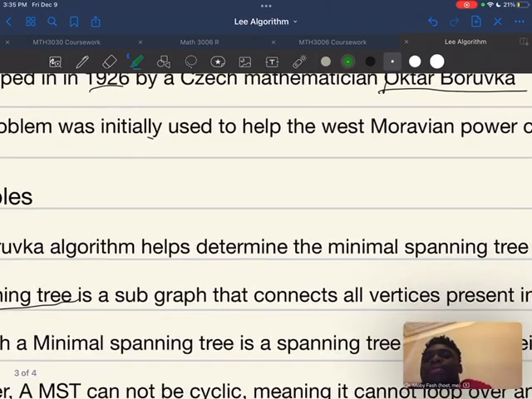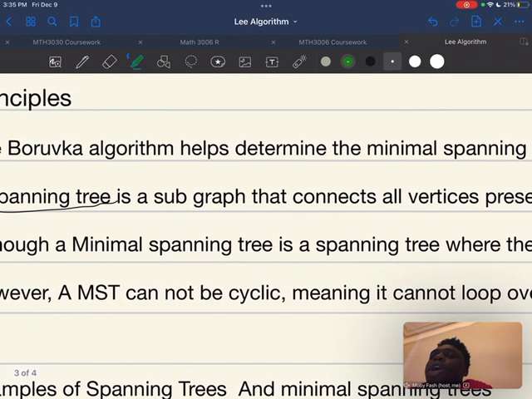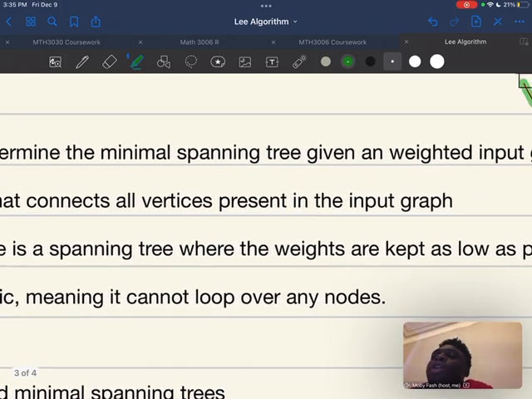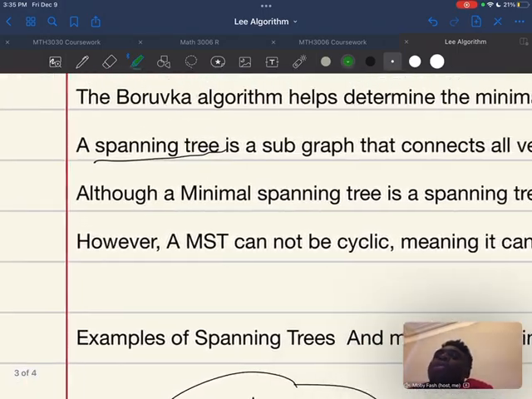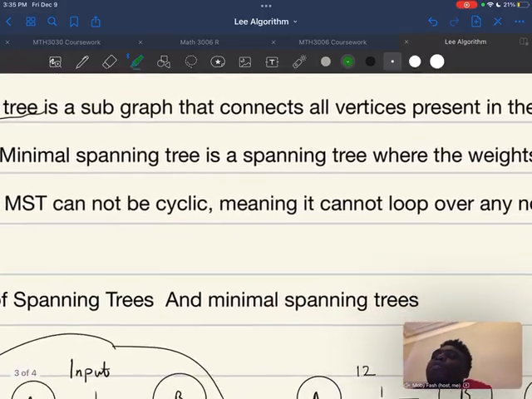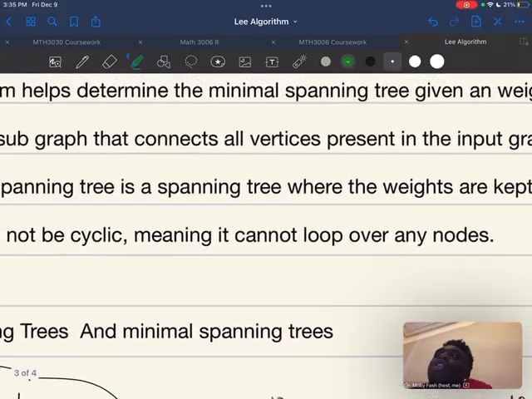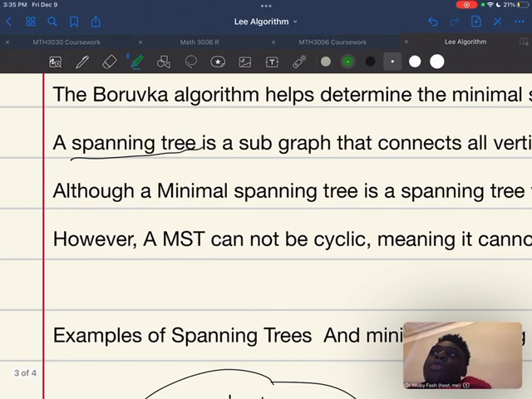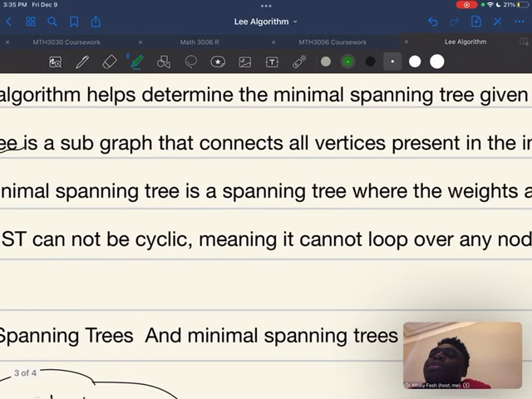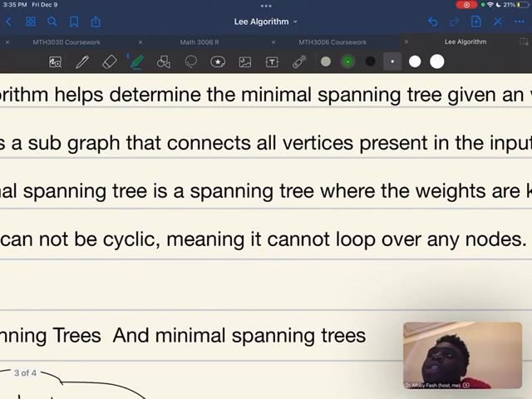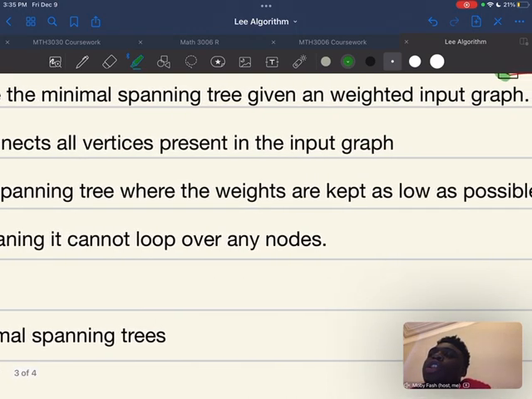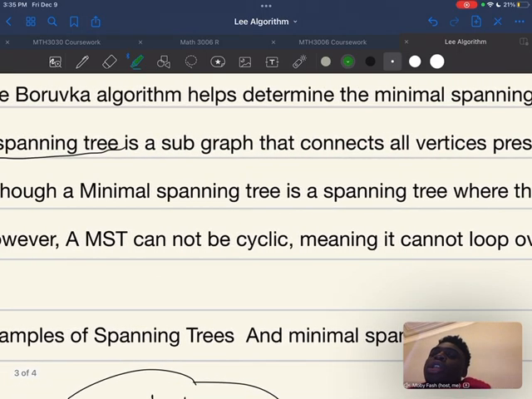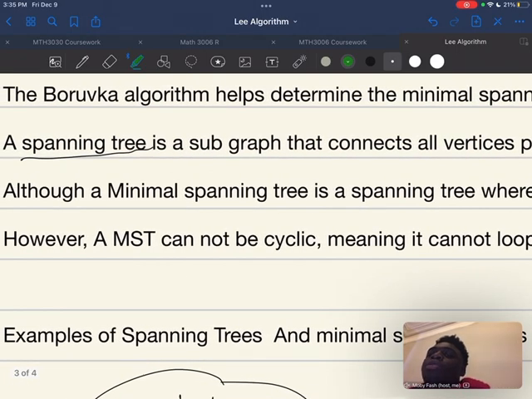So, the Boruvka algorithm helps determine the minimum spanning tree of a given weighted input. A spanning tree is a subgraph that connects all vertices present in the input graph. Although, what makes a minimal spanning tree different from a normal spanning tree is that a minimal spanning tree is a tree where the weights are kept as low as possible. Additionally, in an MST, a minimal spanning tree cannot have any cycles and it cannot have any loops. You understand? So you cannot repeat over any nodes.